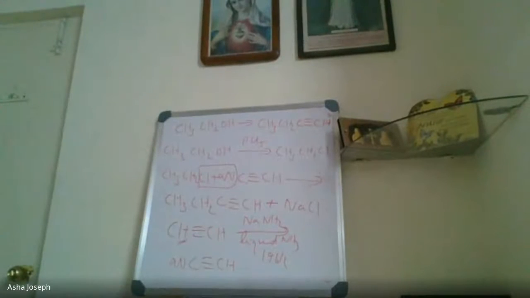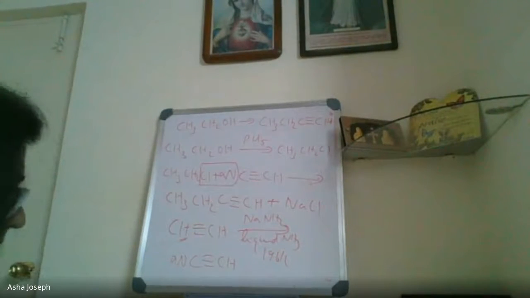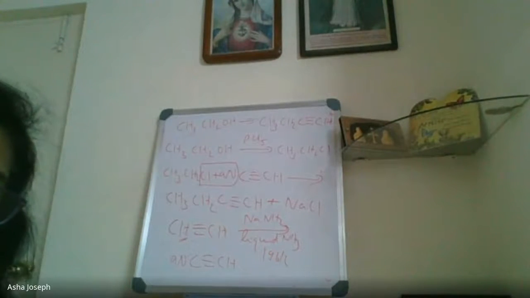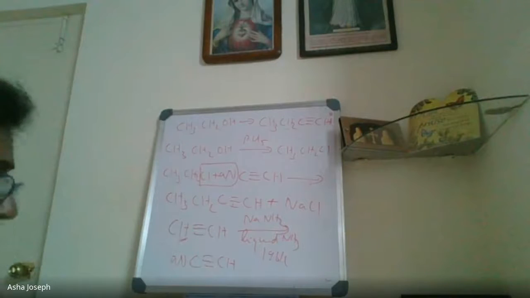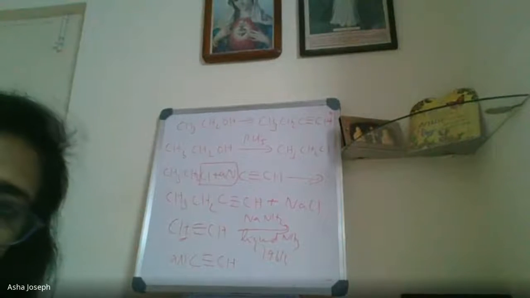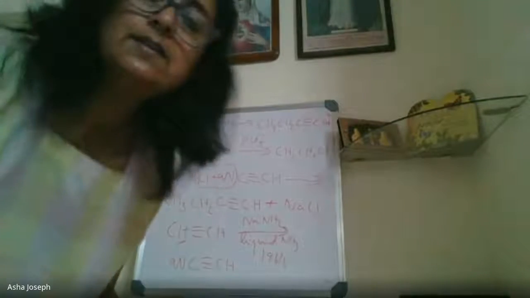Okay, Anand, learn the equations, reactions. This chapter you are not learning. Ma'am, I wrote it wrong, that's why I just asked. Thank you, ma'am. Now it is clear. Sodamide, liquid ammonia, 196 Kelvin. So you will get sodium acetylide. Okay. Anybody, any doubt on this? No, ma'am. Okay.